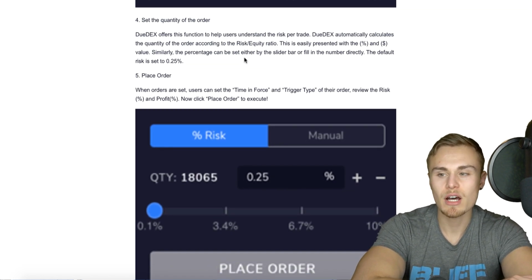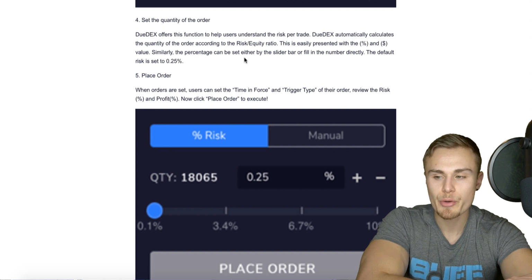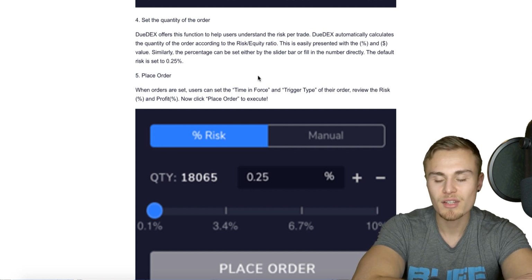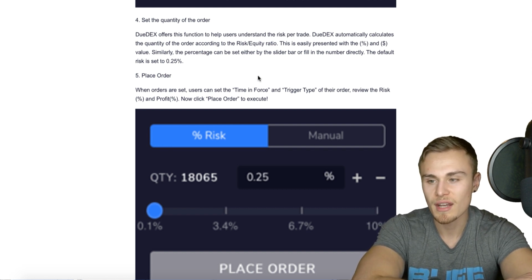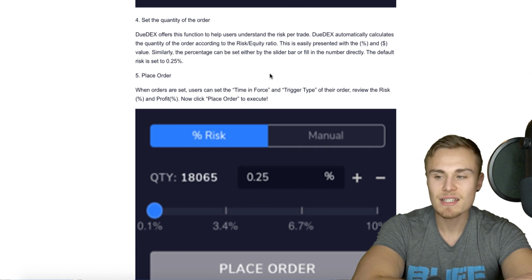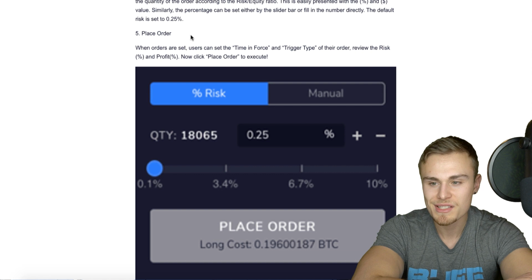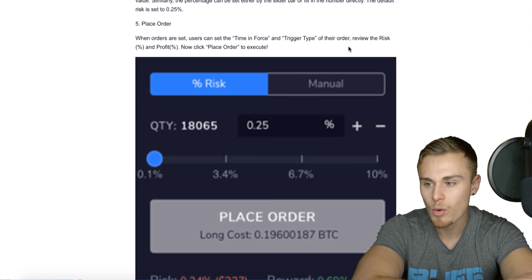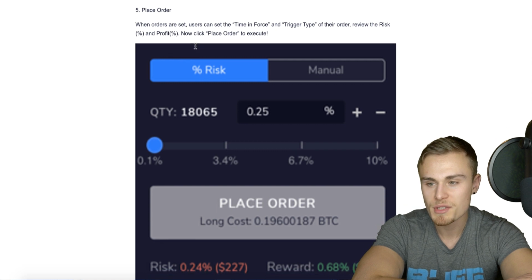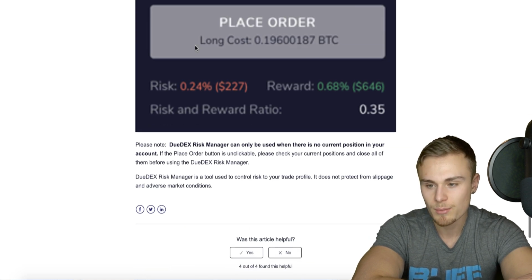DueDex offers this function to help users understand the risk per trade. DueDex automatically calculates the quantity in the order according to the risk and equity ratio. This is easily presented with the percent or the cash symbol. And then we have place the order. When orders are set, users can set the time in force or trigger type of their orders, review the risk percent and profit percent. Now click place order and execute, and that's pretty much it.